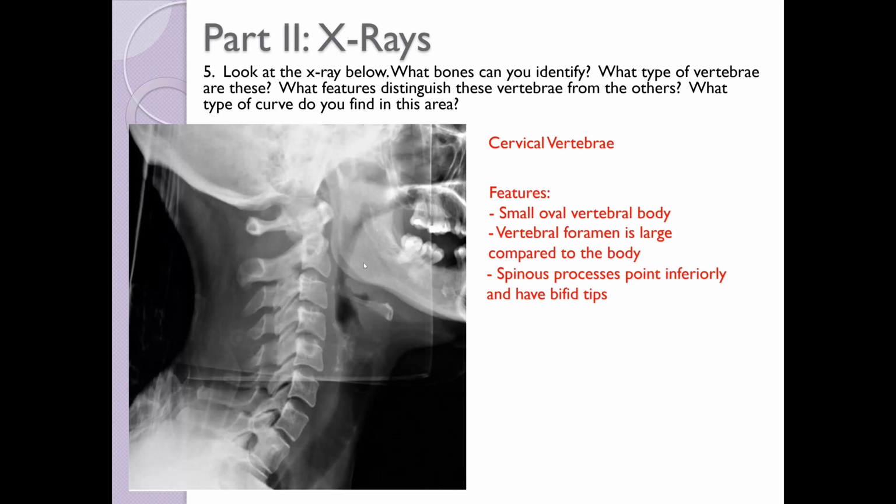The spinous process, that's the one that sticks off the back, points inferiorly and it has that bifid tip. You can't see that in the x-ray, but it has the bifid tip, meaning it's split at the end. And they have the transverse foramina, which means their transverse processes come together to fuse to make the 2 little holes on the sides. And the cervical curve is an example of a secondary curve. It doesn't develop until you learn to hold the weight of your head above your neck as a baby, so holding your head up for the first time.